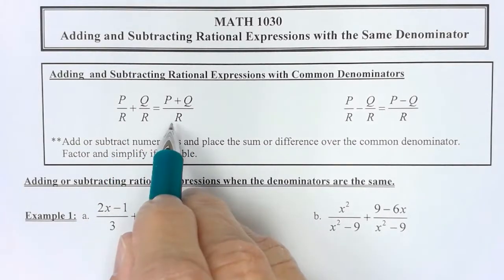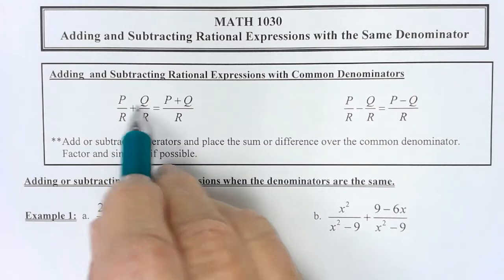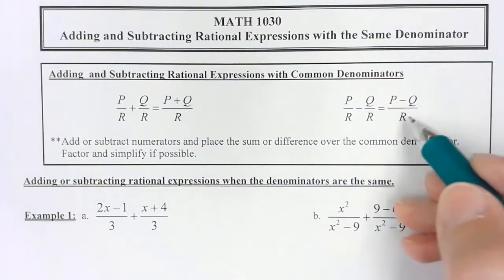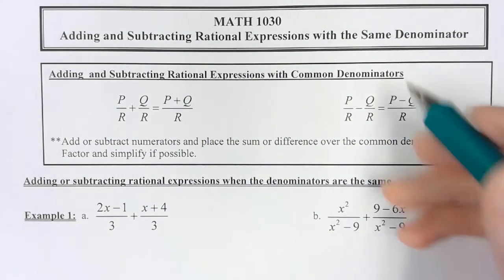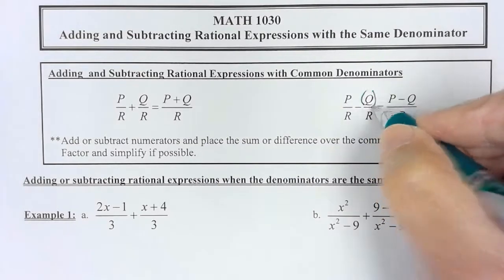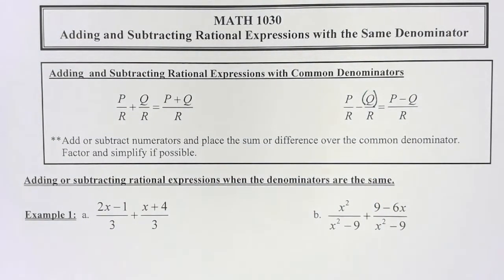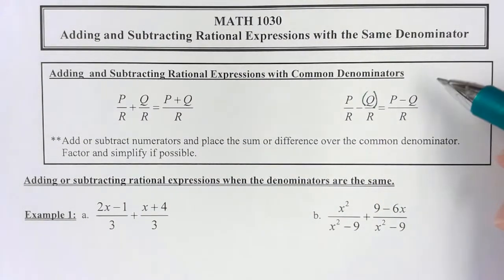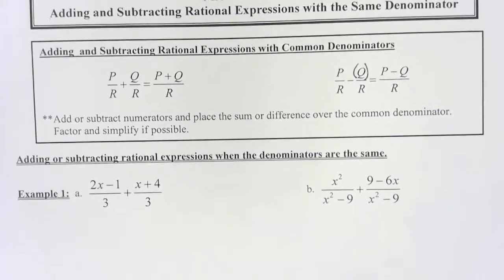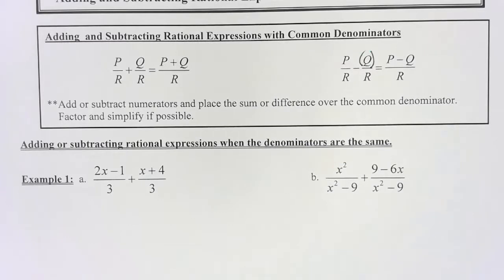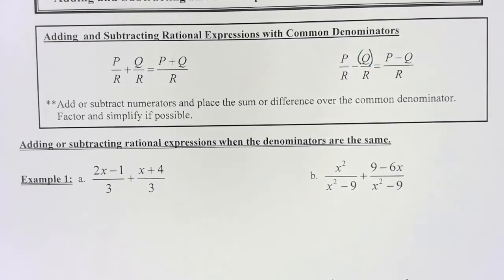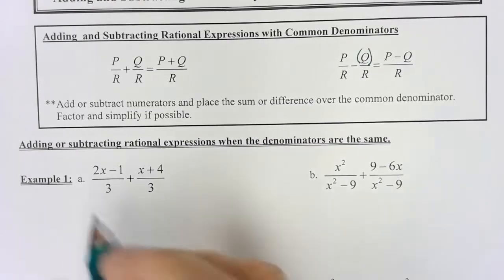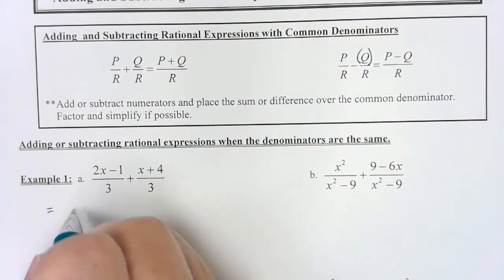The denominator comes over and I do the actual work to the numerator. Same thing with subtraction. Here, be careful because everything in Q is going to change sign. So in these first couple of problems, adding or subtracting rational expressions when the denominators are the same, in this particular section you have got to reduce. So we'll work this one out first.